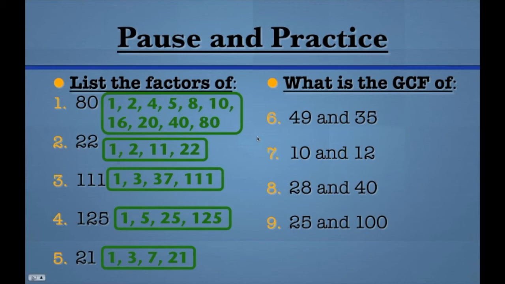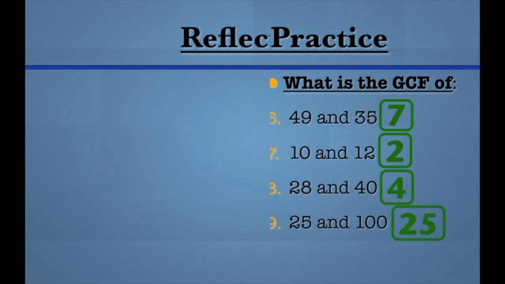Number 6. The GCF of 49 and 35 is 7. Number 7. The GCF of 10 and 12 is 2. Number 8. The GCF of 28 and 40 is 4. And number 9, the GCF of 25 and 100 is 25.